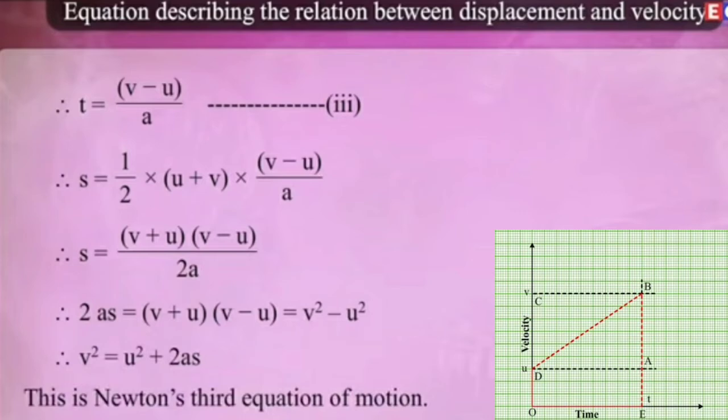Then if we bring this 2a to the left hand side, we get 2aS is equal to V plus U into V minus U. If we open this bracket, we will get V square minus U square, right? Now let us rearrange the terms. Therefore, we get V square is equal to U square plus 2aS. So children, this equation is Newton's third equation of motion. Understood children?